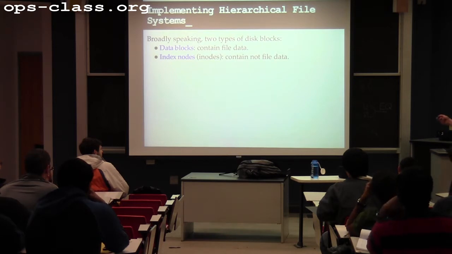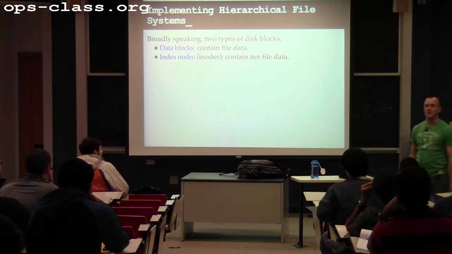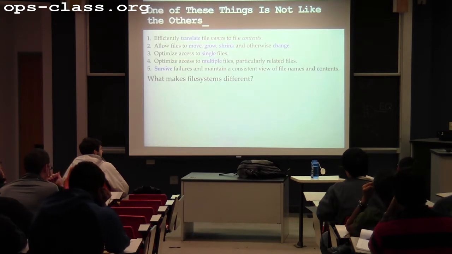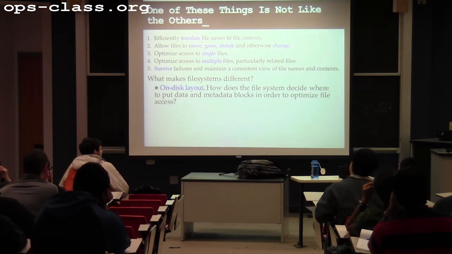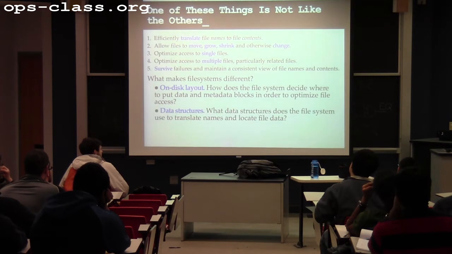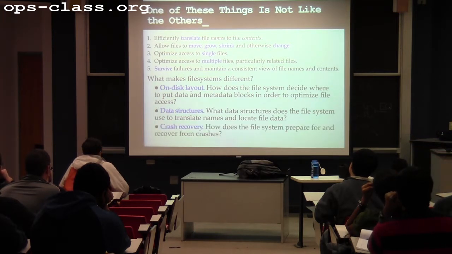These are used to store file system data structures that are required to perform those tasks that we talked about before, right? Translating names to contents and storing file contents on disk. And essentially, it's the on-disk layout that makes file systems distinct. That means what kind of data structures the file system is using to solve these problems. And then, the crash recovery. We're going to talk more about the data structures element today and probably next time as well.